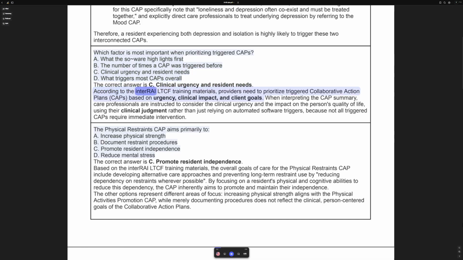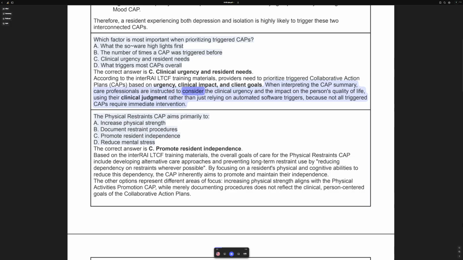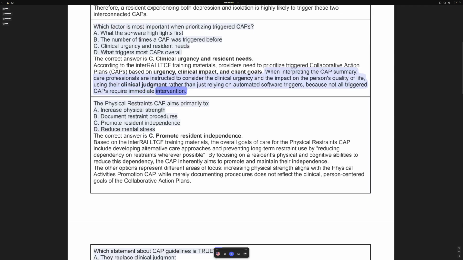According to the RAI training materials, providers need to prioritize triggered collaborative action plans, CAPs, based on urgency, clinical impact, and client goals. When interpreting the CAP summary, care professionals are instructed to consider the clinical urgency and the impact on the person's quality of life, using their clinical judgment rather than just relying on automated software triggers, because not all triggered CAPs require immediate intervention.